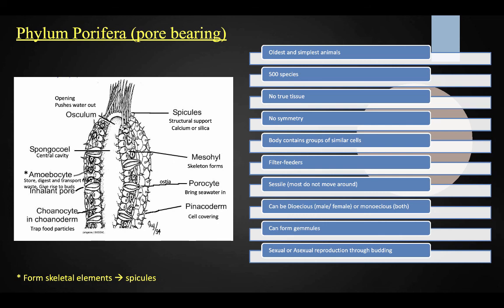In situations where they're having a tough time, they can form gemmules to help with reproduction, and they can reproduce sexually or asexually through budding.